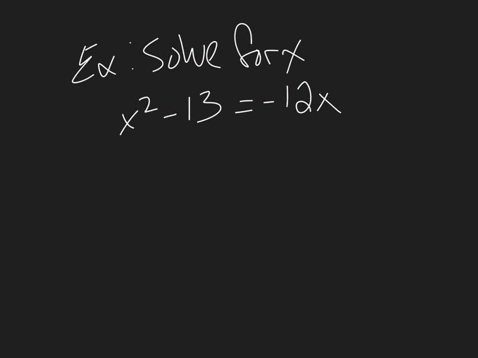Let's go ahead and look at another one. So, if we're looking at this, it's not quite as cut and dry as the other one. The other one had already been set equal to 0. So that would be my first step. I want to move everything to one side of the equation so that I have 0 on the other side. So I'm going to add 12x to both sides here. So I'm going to have x squared plus 12x minus 13 is equal to 0.